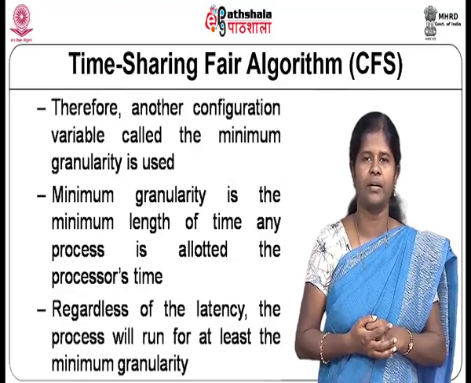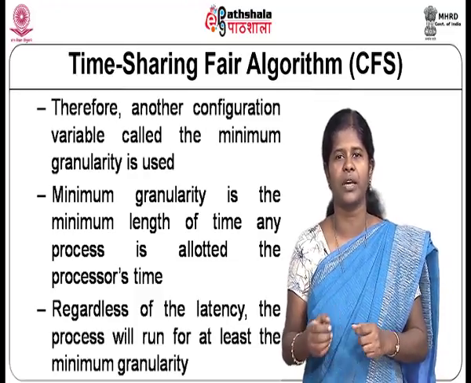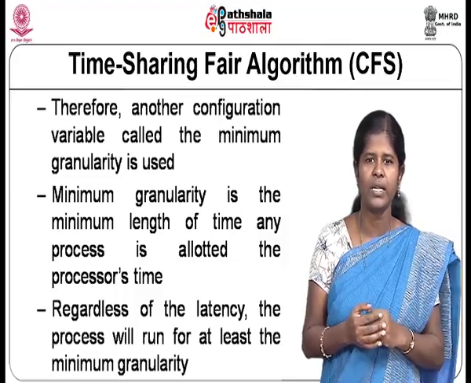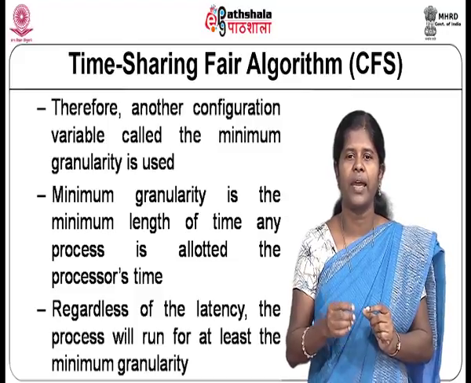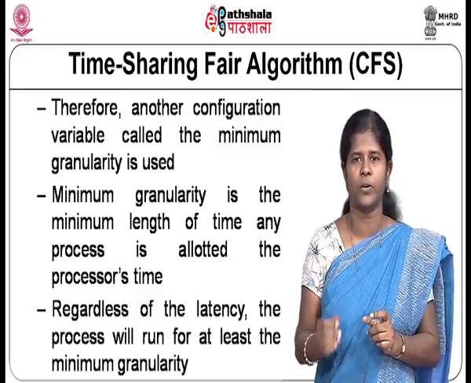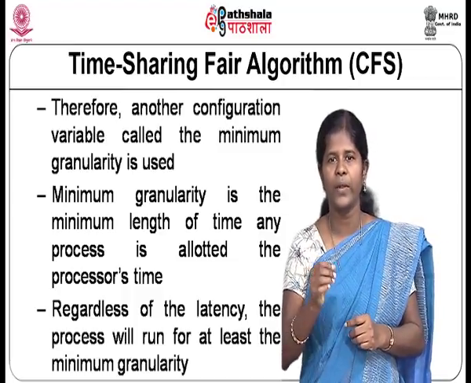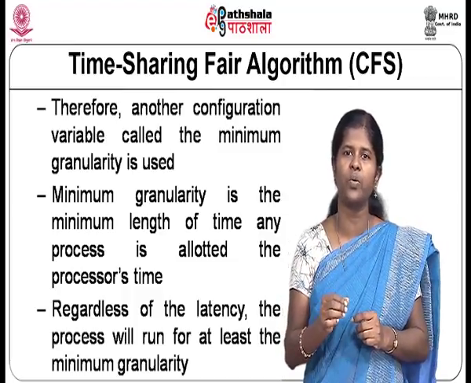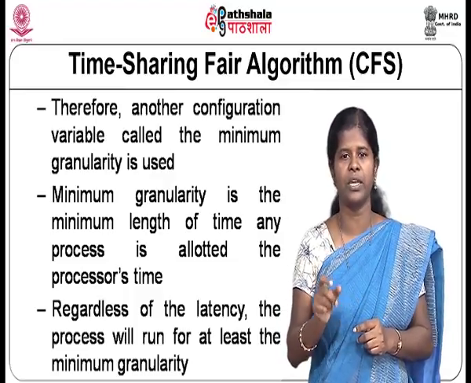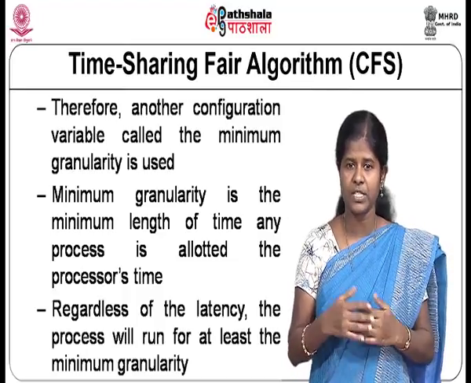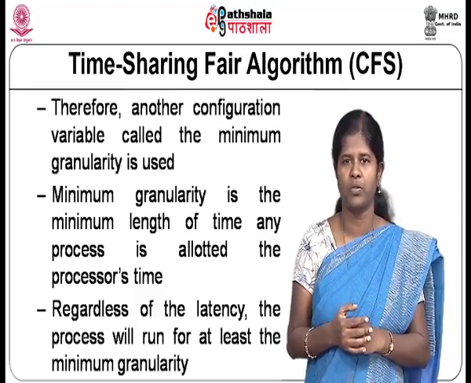So, what can be done? Another configuration variable is introduced called the minimum granularity. So, what is this minimum granularity? It is the minimum length of time any process is allotted the processor time. That is, once a process is given the CPU, it will use the CPU for at least this minimum amount of time, which is equal to the minimum granularity. So, regardless of the latency, the process will run for at least this amount of time.